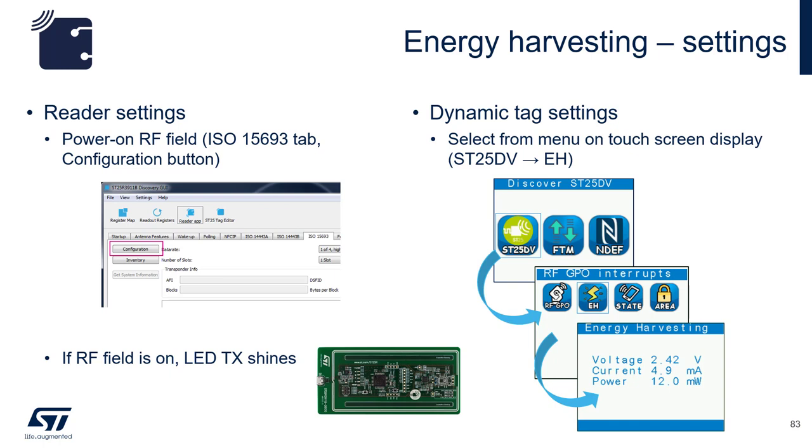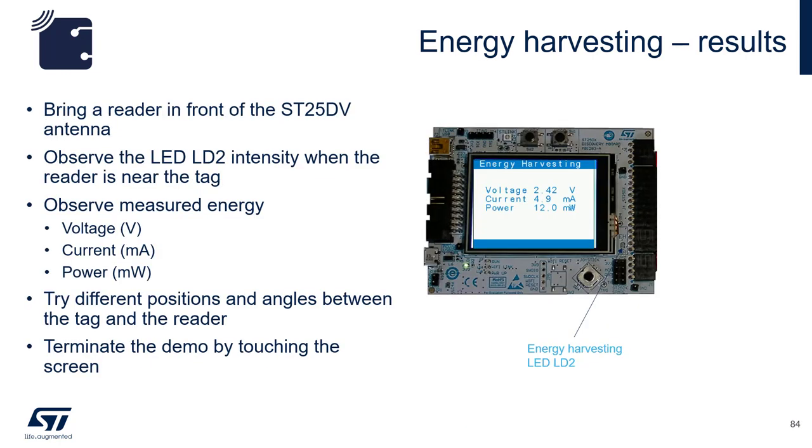You will notice the harvested voltage and current. Notice the amber LED, or LED2, which changes from low to high in intensity as the ST25DV discovery board gets closer to the reader board. Move the board around in different positions and see the resulting power being harvested.